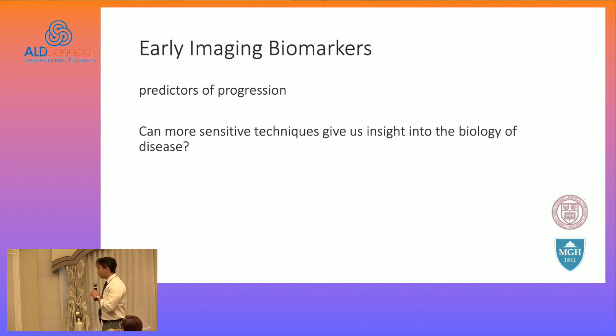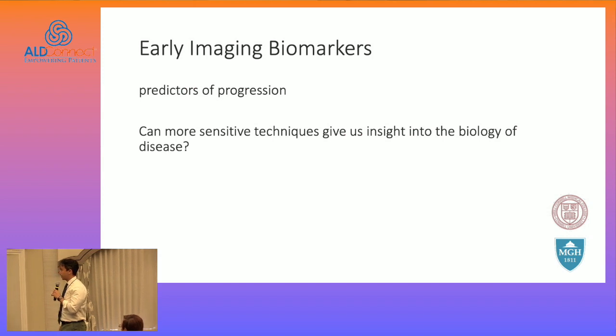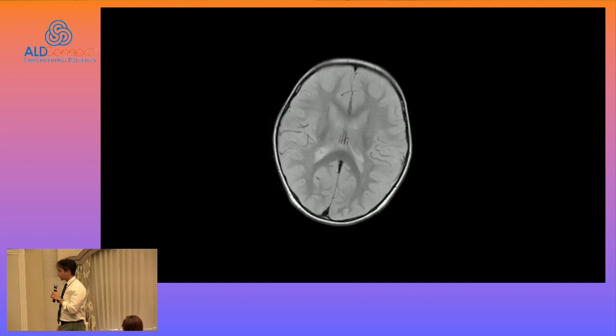So this moves me on to the realm that I'm living in now. How do you predict progression of disease? And can we have more sensitive techniques that give us insight into the biology of early cerebral ALD lesion evolution, way before they become symptomatic?